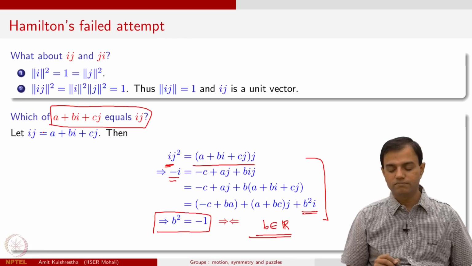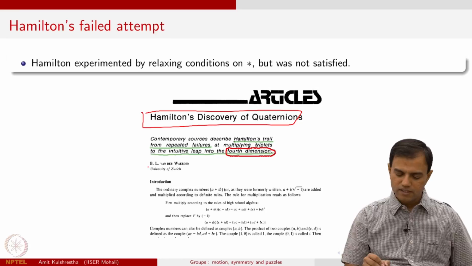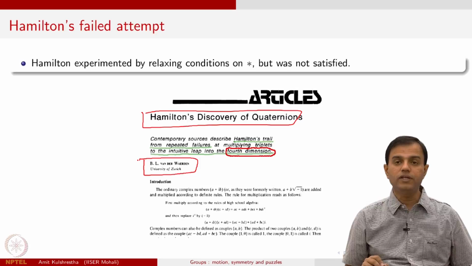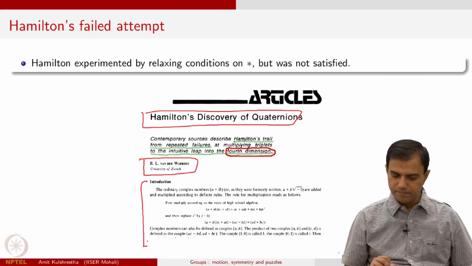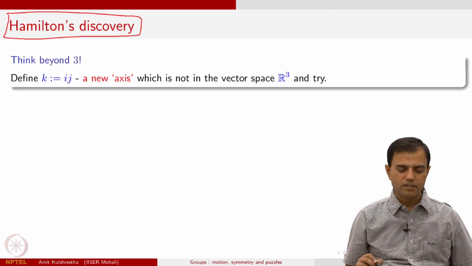So here is an interesting piece of history on Hamilton's discovery of quaternions. Von der Weiden from University of Zurich, Switzerland, wrote a very nice article about the failed attempts of Hamilton to find some operation on R3. So, very nice article, it's worth reading. And that's what Hamilton realized after a series of failed attempts: you probably can't do it in three dimensions.